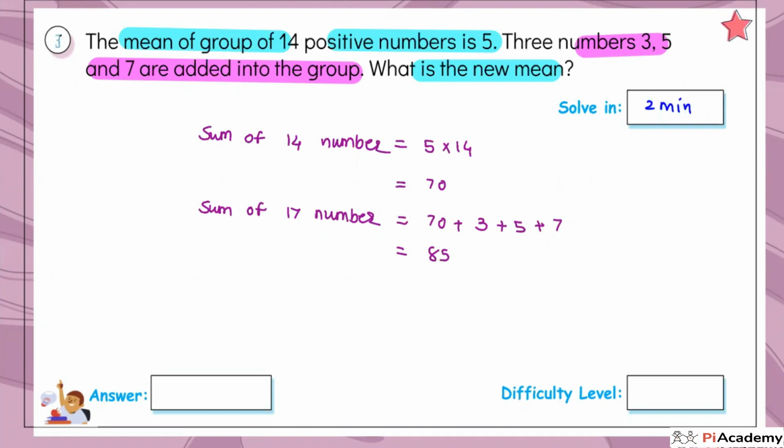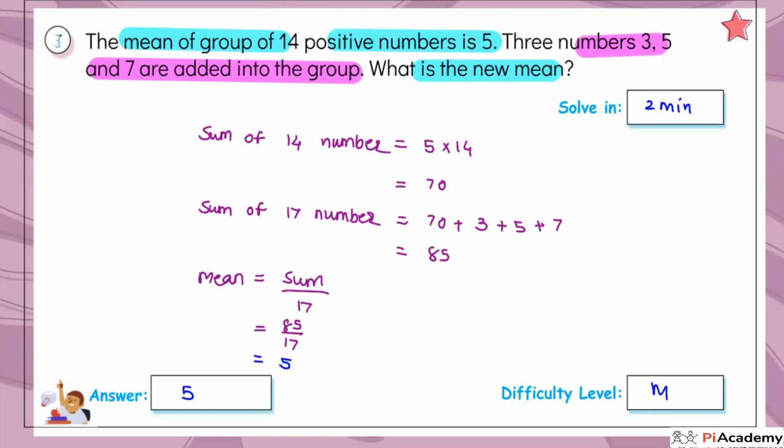And now you are going to find the new mean. Okay, so mean equals what? Sum divided by total number. And how many numbers do you have? 17. And what is your sum? Your sum is 85. So 85 divided by 17, that's very clearly 5. So the answer of this question is 5, and the difficulty level of this question is medium.